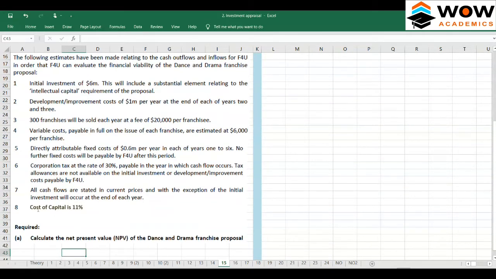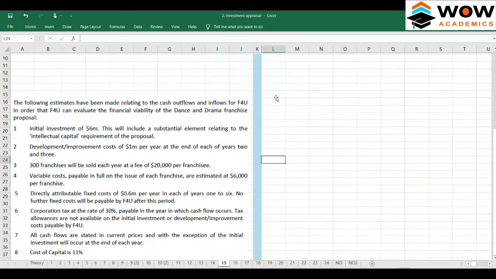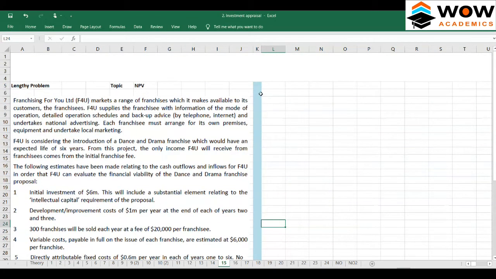So the cost of capital is 11%. And finally we have to calculate the NPV. So we'll start from here. To do this problem, we need to first set up a table so that it's easier for us to work out. We will work out this answer in terms of thousands so that it is easier for us.